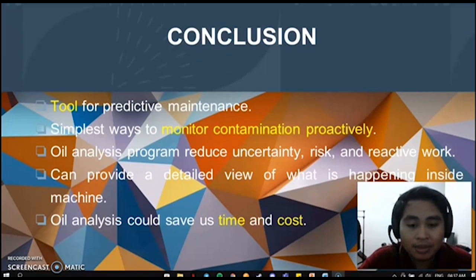Besides that, oil analysis could save time and cost, where it will reduce the occurrence of major maintenance events that could be avoided by doing early detection, and reduce maintenance costs through a more proactive, predictive strategy informed by oil analysis.